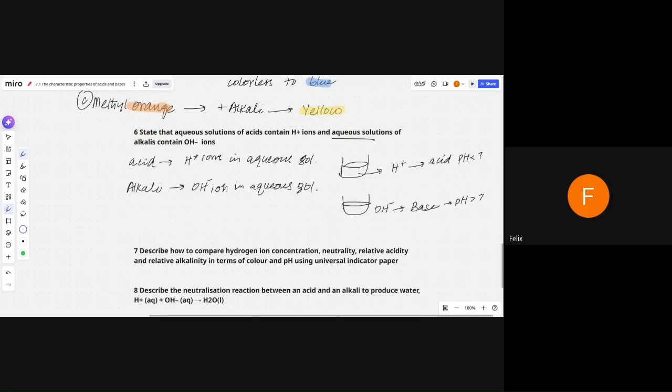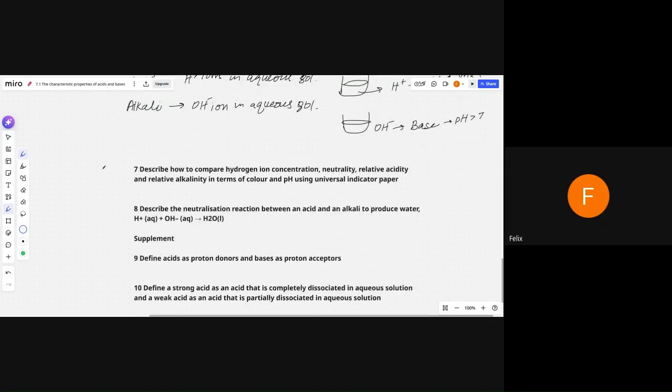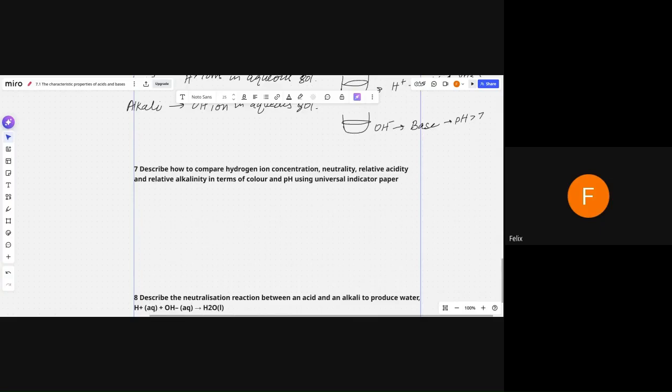And now we move on to topic number 7, which says: describe how to compare hydrogen ion concentration, neutrality, relative acidity, and relative alkalinity in terms of color and pH using a universal indicator paper. Okay, so a universal indicator paper, I already discussed, right? It is a paper that can turn itself into 14 different colors.